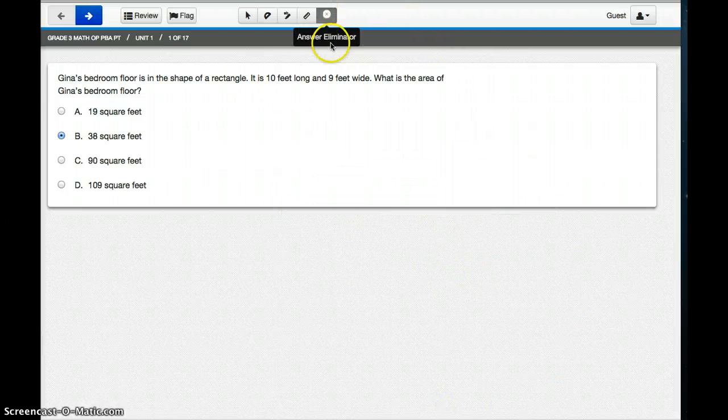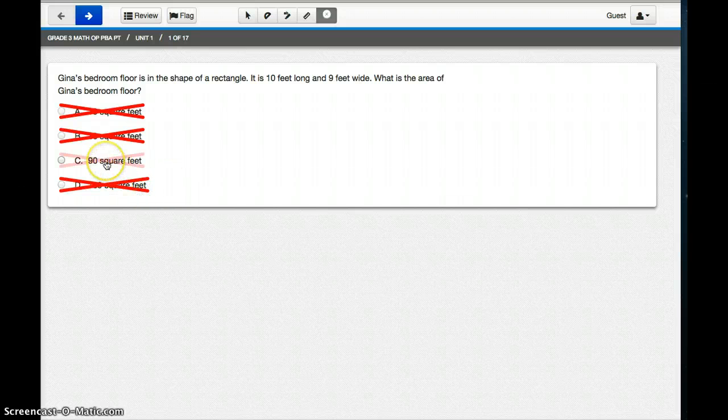And then the last thing you have is called an answer eliminator. The answer eliminator is nice because if we read up here, it says Gina's bedroom floor is the shape of a rectangle. It is 10 feet long and 9 feet wide. What's the area of Gina's bedroom floor? So when we look at that, we know we have to multiply 9 times 10, which means we're not adding, so it can't be 19. It can't be 38, so we're eliminating answers. And it can't be 109. Now it's got to be this one.